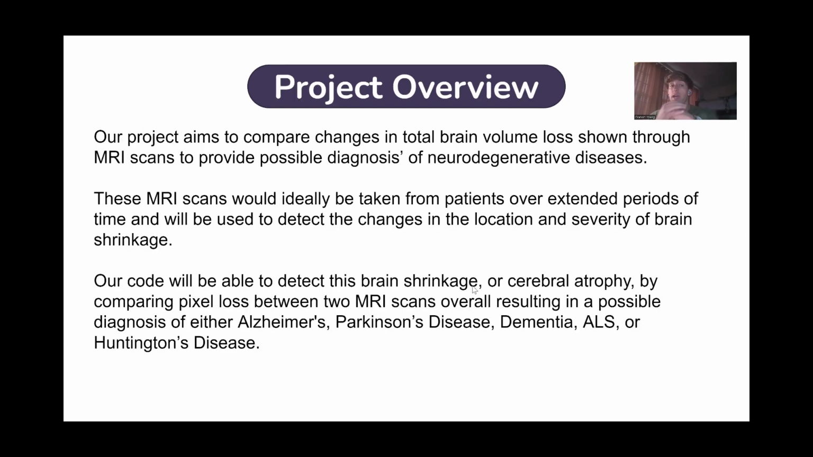Our project aims to compare changes in the total brain volume loss shown through MRI scans to provide a possible diagnosis for neurodegenerative diseases. These MRI scans would ideally be taken from patients over extended periods of time and will be used to detect the changes in location and severity of brain shrinkage. Our code will be able to detect this brain shrinkage by thresholding images and calculating percent loss between the two MRI scans, and we'll be able to diagnose between certain diseases shown below.